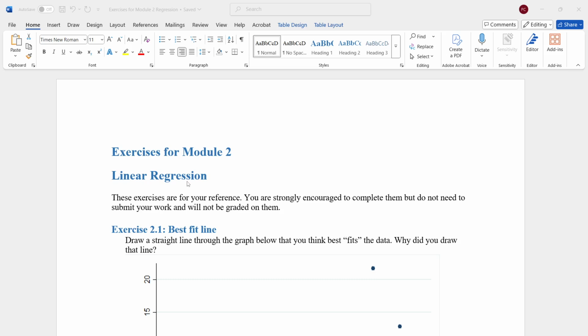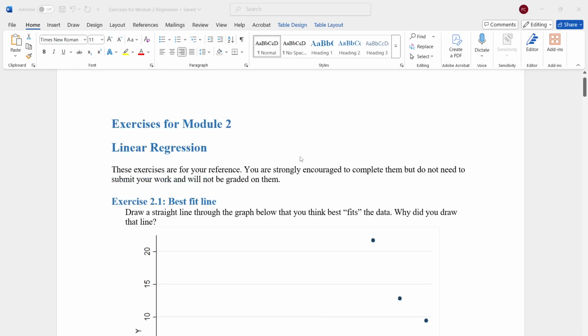We have a little bit of the learning by reading, and the learning by writing, and the learning by watching other people do things, but if you're one of the people who thinks that you benefit from learning by doing, I highly encourage you to try these exercises yourself, spend some time with them, play with the data set if you'd like. As it says here, these exercises are for your reference. You are strongly encouraged to complete them, but do not need to submit your work and will not be graded on them. You're welcome to try these out before you watch this video, or if not, I'll go ahead.